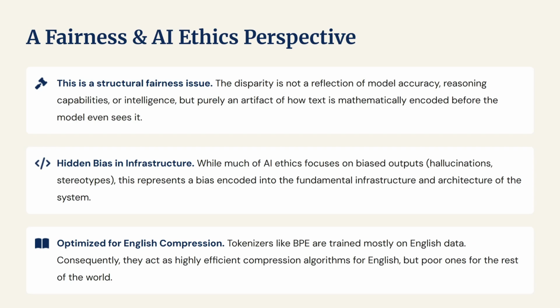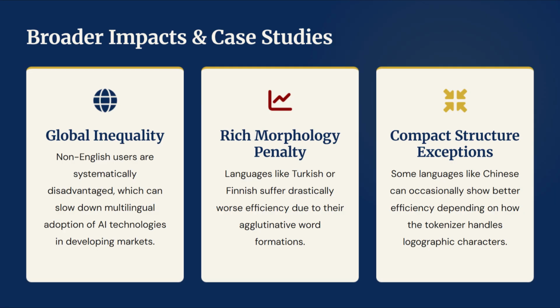As a result, the same meaning can require more tokens in underrepresented languages, increasing cost and sometimes reducing performance. This creates a subtle but important inequality where some languages are inherently disadvantaged before the model even begins the reasoning. Zooming out to broader impacts, three patterns emerge.